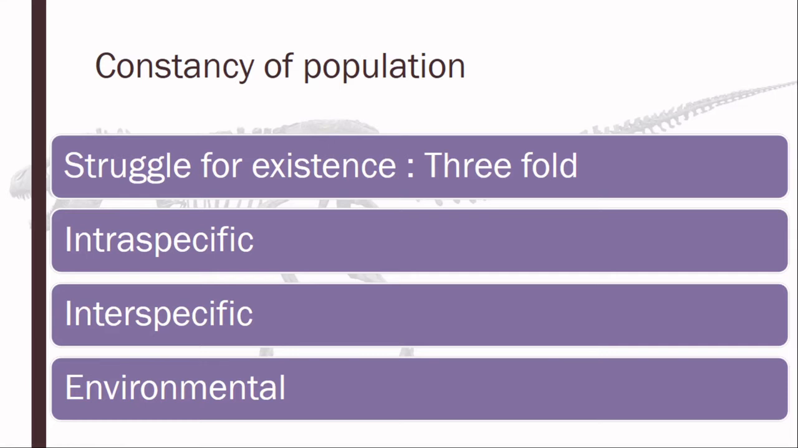Intraspecific struggle is very severe because the needs of the members belonging to the same species are always similar. The members within a species share the same habitat and depend on the same type of food material. As a result, this intraspecific struggle is very severe, and sometimes it may take the worst form of cannibalism. Cannibalism is nothing but the eating up of its own race.